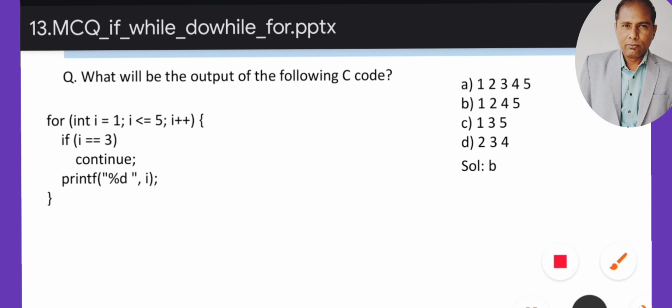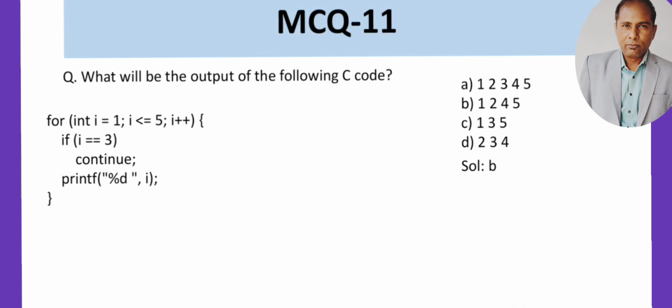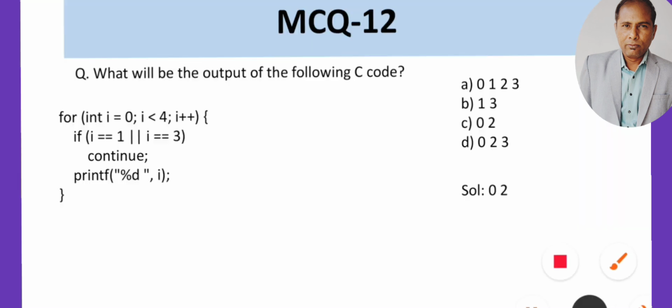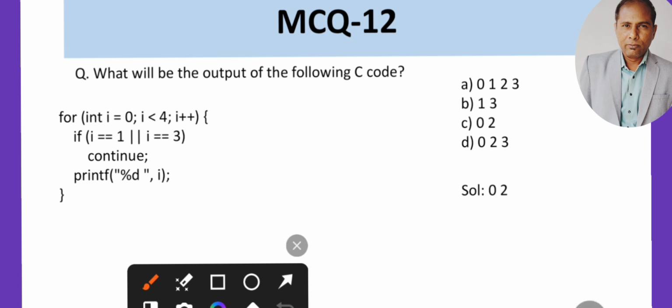Now if we talk about question number 12, this is the last question for this day. i is equal to 0, i less than 4, i plus plus, and we are writing the condition of continue: if i is equal to 1 or i is equal to 3, then we have to continue. At the continue we will skip, and after that we will continue. This is the meaning of the continue statement.